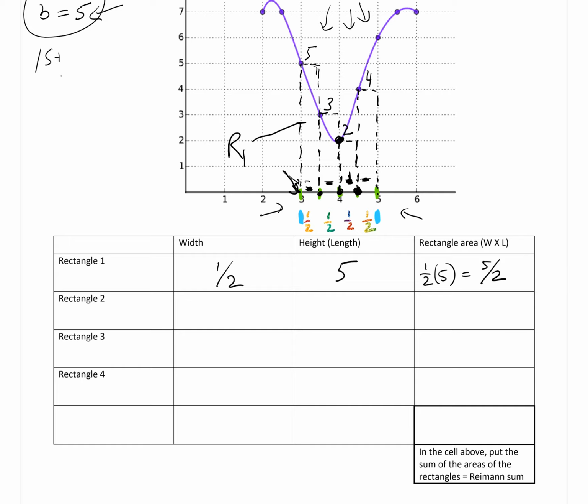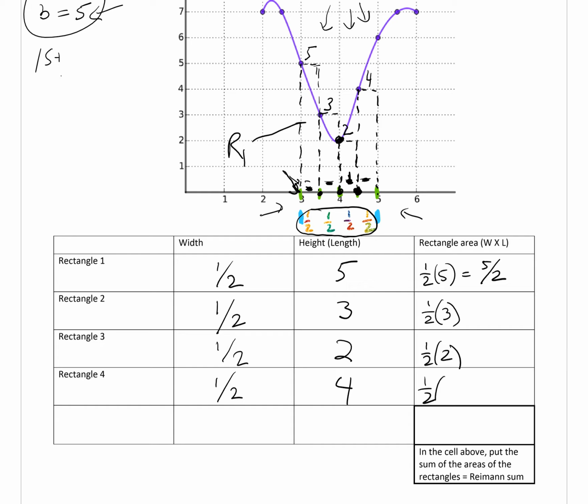The second rectangle, R2, has also a width of 1/2. And they all do. All 4 of them have widths of 1/2. That's why it was important to figure out what was the length of those subdivisions when we created them. And they were each 1/2 a unit long because we divided up into 4 equal parts. They do have different heights. The second rectangle has height 3, the third rectangle has height 2, and the fourth rectangle has height 4. And so I'm going to multiply width, which is 1/2 in all cases, times length or height.